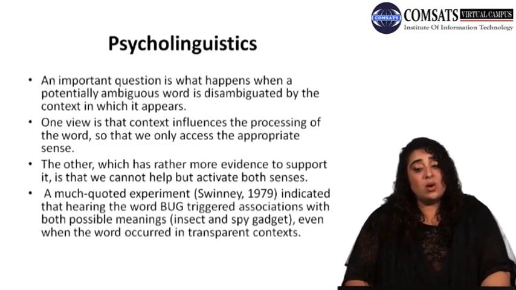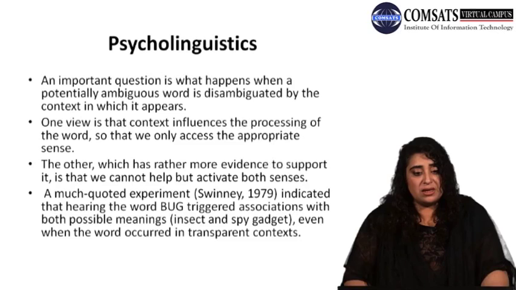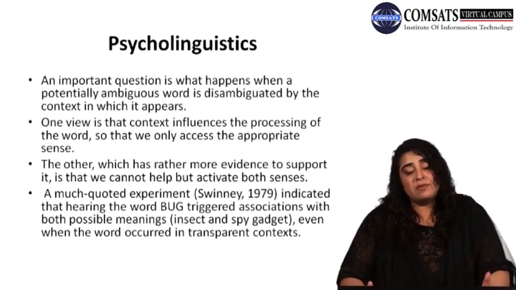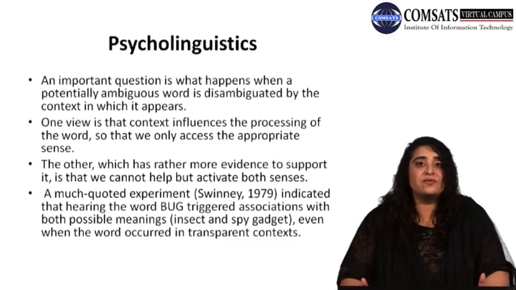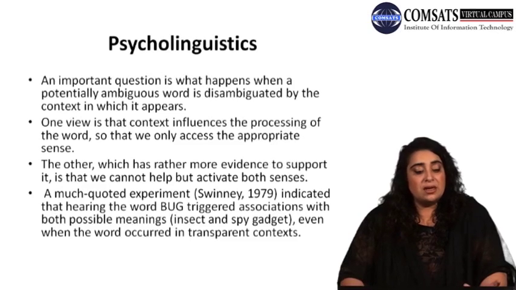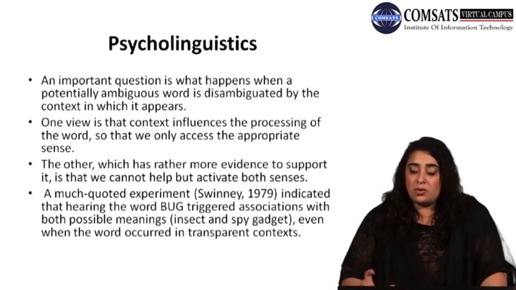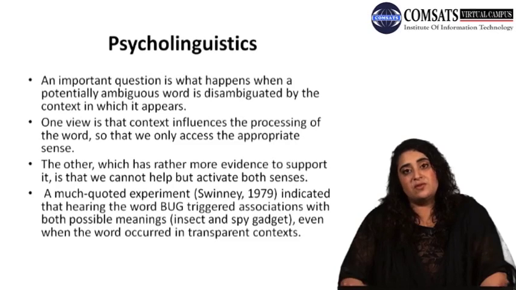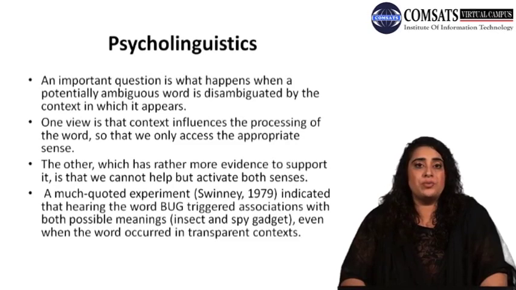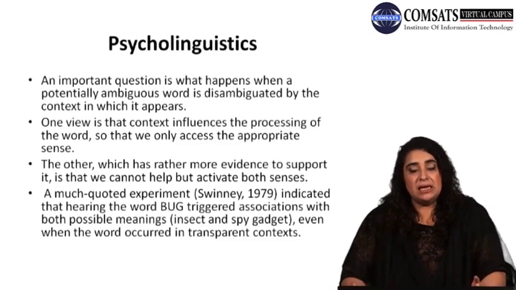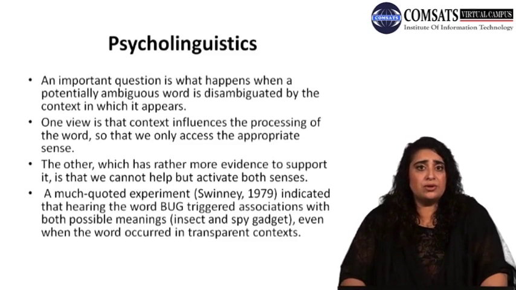An important question is what happens when a potentially ambiguous word is disambiguated by the context in which it appears. So maybe there is an ambiguous word, but it's made easier by the context in which it appears. Maybe a word is difficult, but the sentence in which it appears helps. I always tell my students that if you're having difficulty understanding a word in English and you don't know the meaning of it, you should always look at the words in that sentence coming before or after that word. The sentence itself can help you understand the meaning of that word, even if you don't have access to a dictionary.